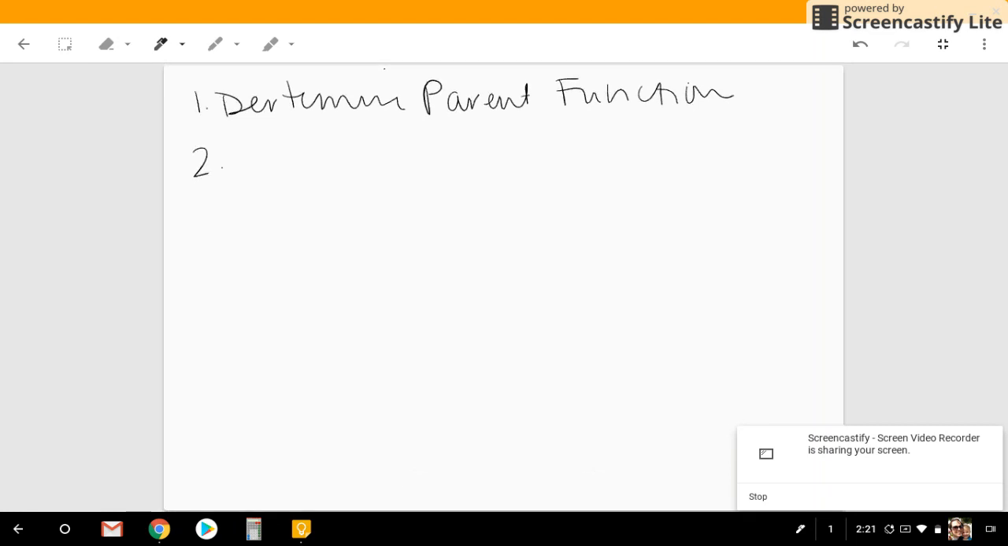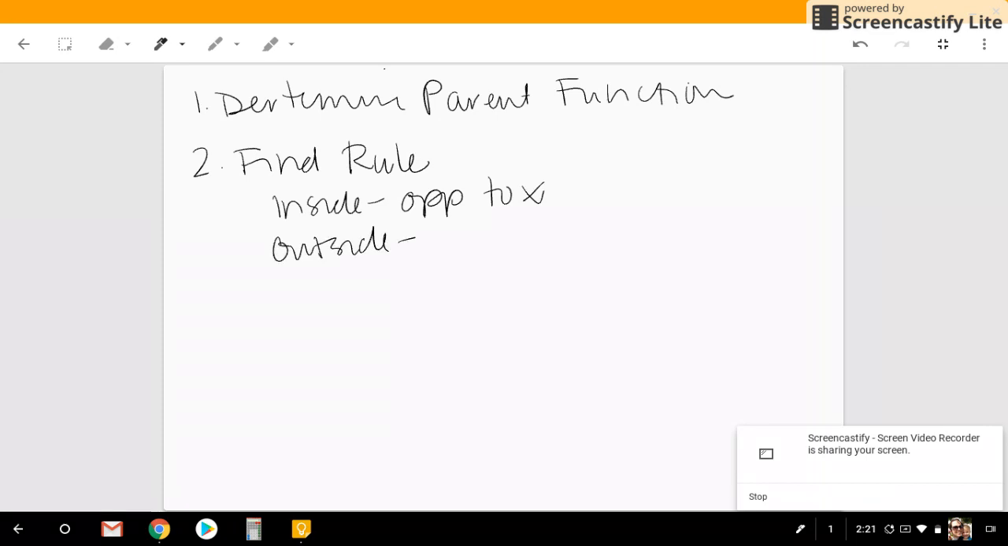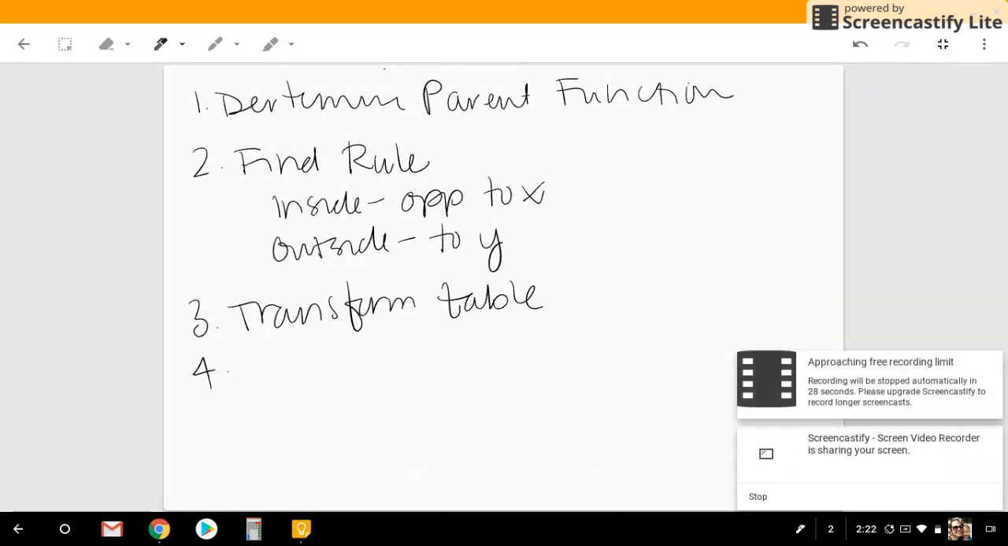Okay, number 2 would be find the rule, remembering that what happens inside goes opposite to the x. Whatever's outside goes to the y. Okay, directly to the y. Number 3 would be to transform your table. Okay, you're not doing anything with the original equation anymore. You're just transforming the table. Then number 4 would be to graph.